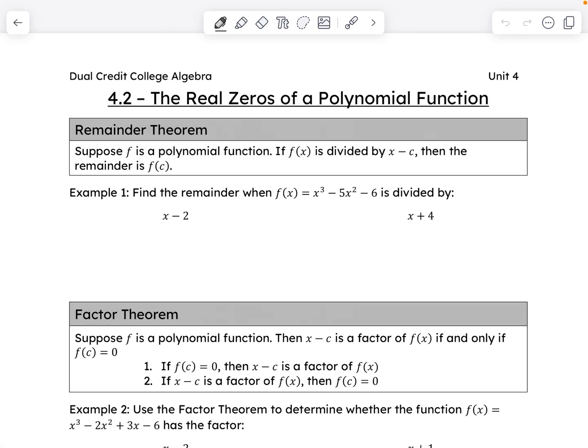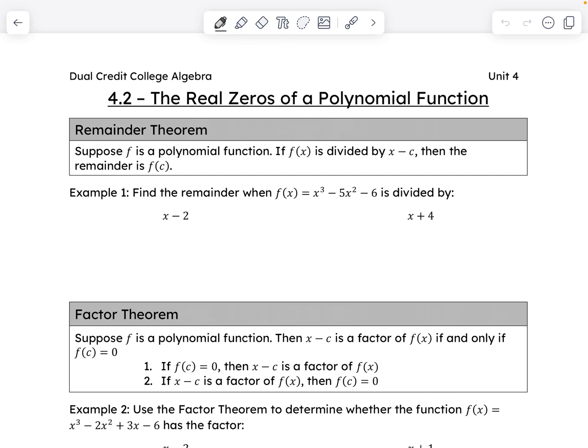Hey guys, today we are looking at 4.2 and we're going to talk about how to find the real zeros of a polynomial function if you cannot factor it. So we talked about polynomial functions last class period. We talked about the different characteristics. We talked about if you already know what the zeros are, how you could write an equation. But now we're going to talk about if we have an equation, how could we find the zeros?